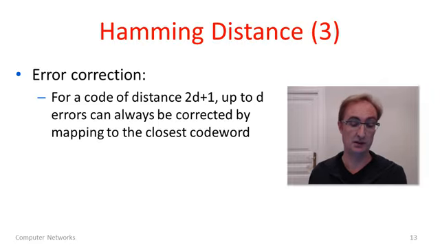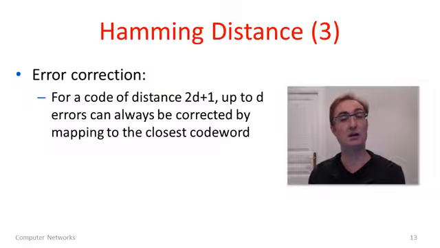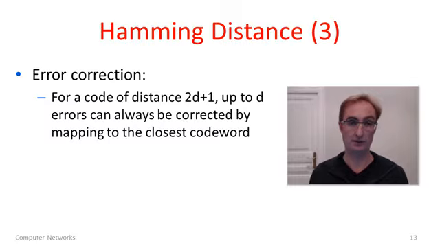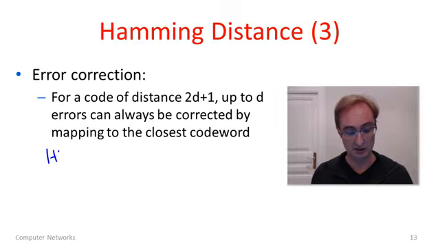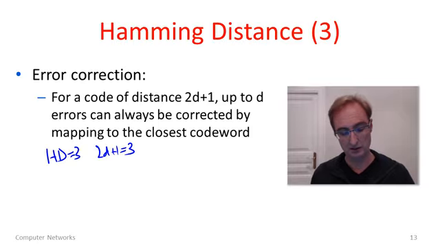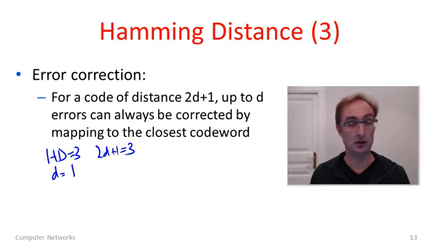Here is another of Hamming's results, and this is for error correction. The result here is that if I have a code of distance 2D plus 1, then up to D errors can be corrected by mapping them to the closest code word. If we assume that there are few enough errors, then that can be done. Let's give an example again. Here we have the Hamming distance. It's 3 for the code, so 2D plus 1 is equal to 3. D is equal to, you guessed it, 1. This means we should be able to correct up to 1 error unambiguously with our triple repetition code.